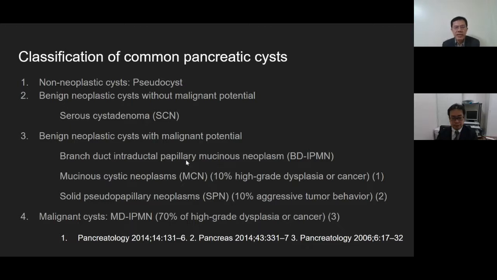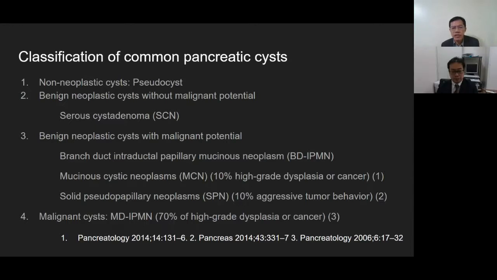The third group is the benign neoplastic cyst with malignant potential. Branch duct IPMN is the most problematic one because it has varying degrees of risk of changing to a malignant cystic pancreatic lesion. The second one is mucinous cystic neoplasm, which has about a 10% chance of developing high-grade dysplasia or cancer. And the solid pseudopapillary neoplasm, which again has about a 10% chance of aggressive tumor behavior.